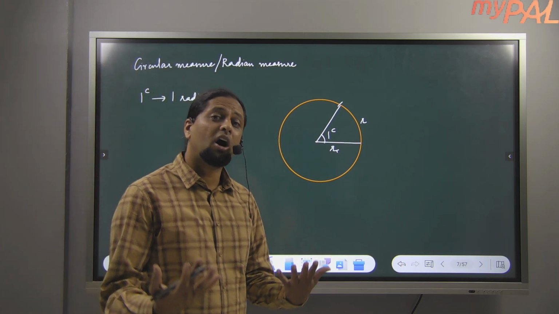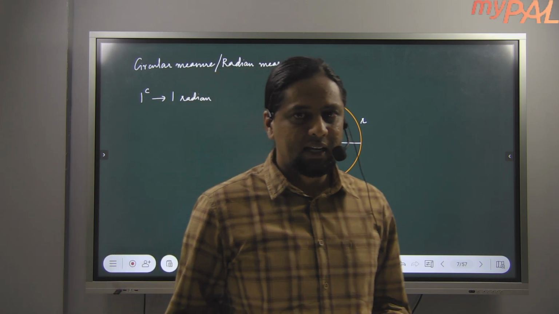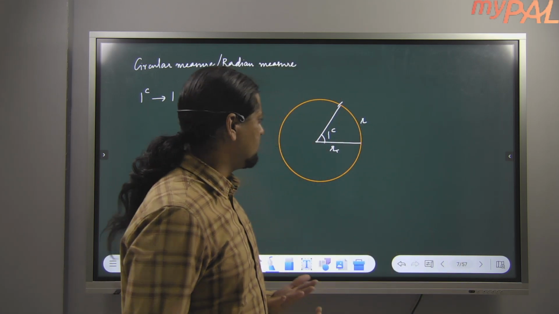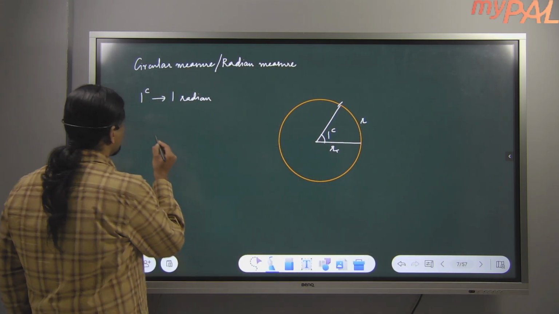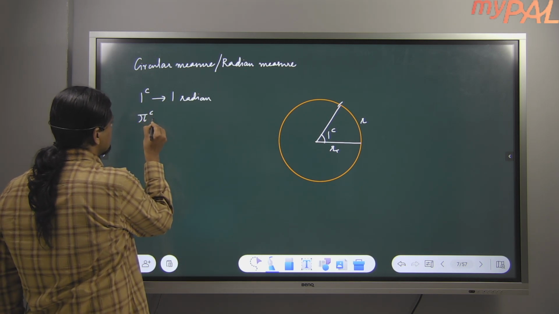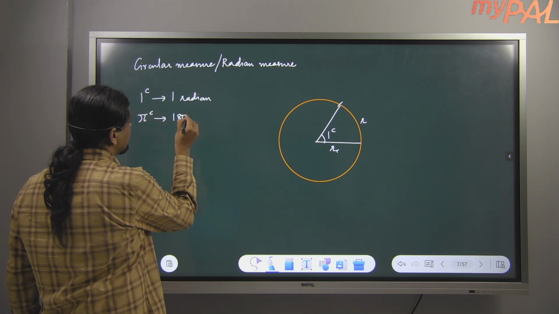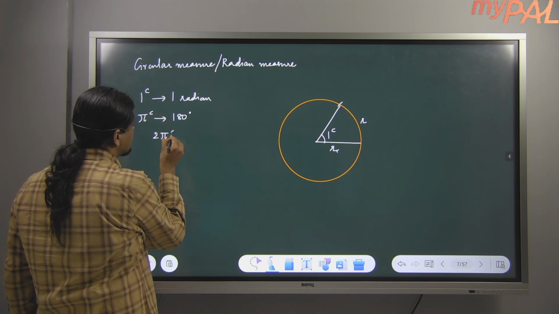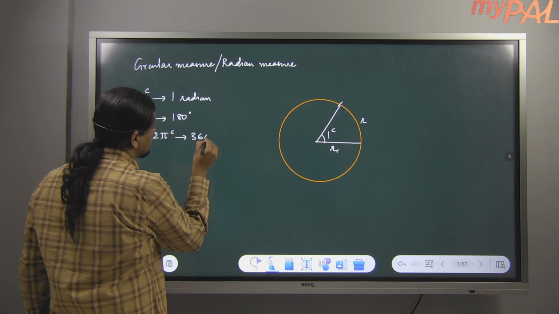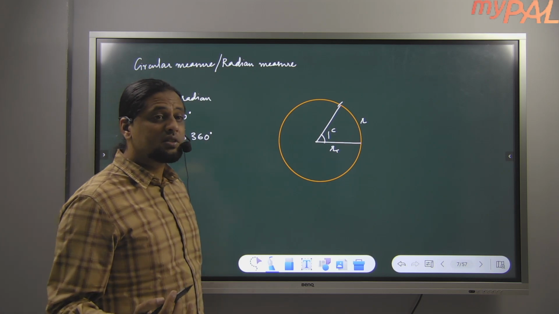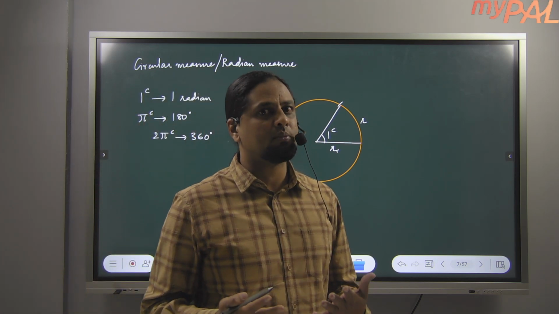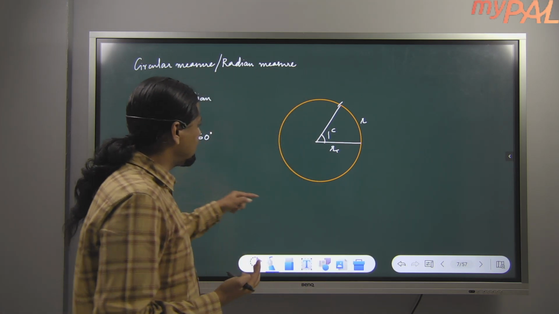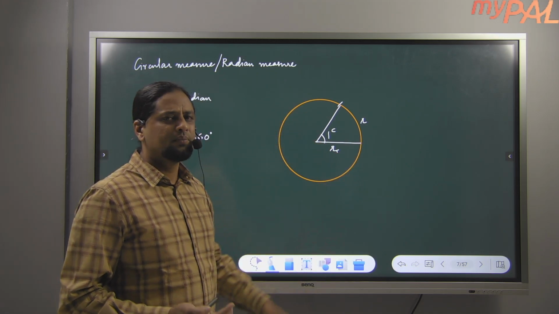If I want to know how much 1 radian is in degrees, we can calculate the value. In general, you will know that pi radians is 180 degrees, or 2 pi radians is 360 degrees. That is why for the circumference of a circle we have the formula 2 pi r. Correct? So 2 pi means a complete circle, which is nothing but 360 degrees.